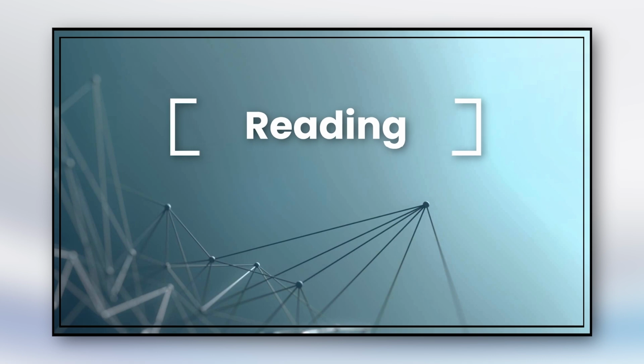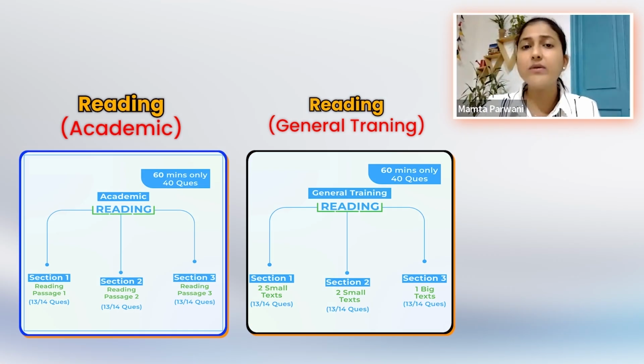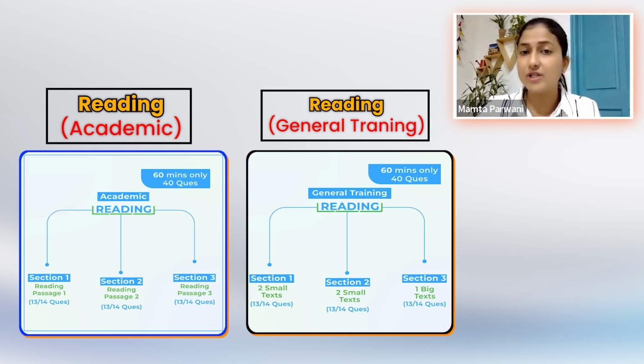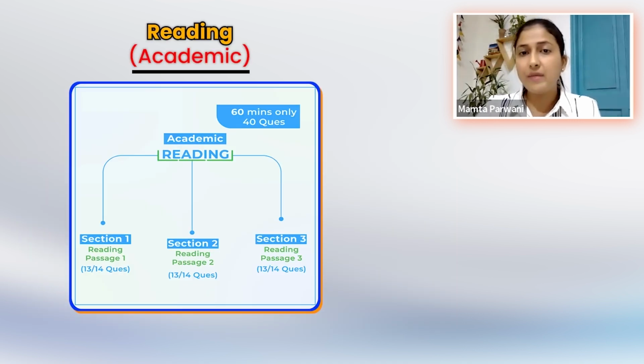Now let's come to the reading module. Reading, as we know, is different for academic and for general training. So what we'll do is, we'll first compare the two, academic and general training, and then we'll see the differences and the similarities. Let's talk about academic for now. Reading academic is conducted in 60 minutes of time. And remember, only 60 minutes. You will not get even a single second extra to complete your reading test. 60 minutes means 60 minutes.